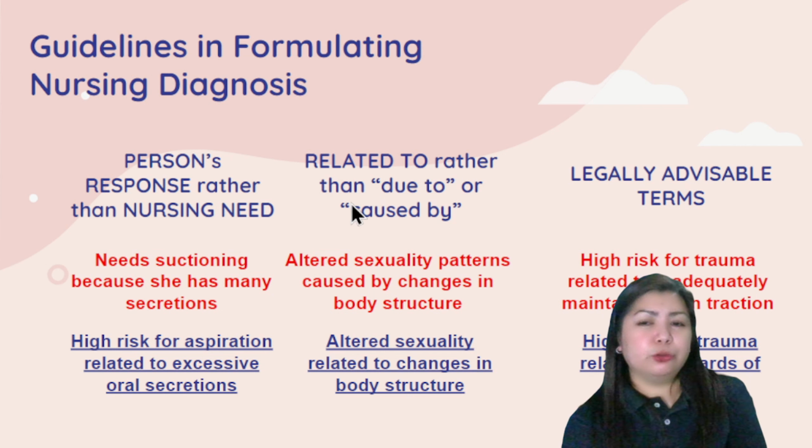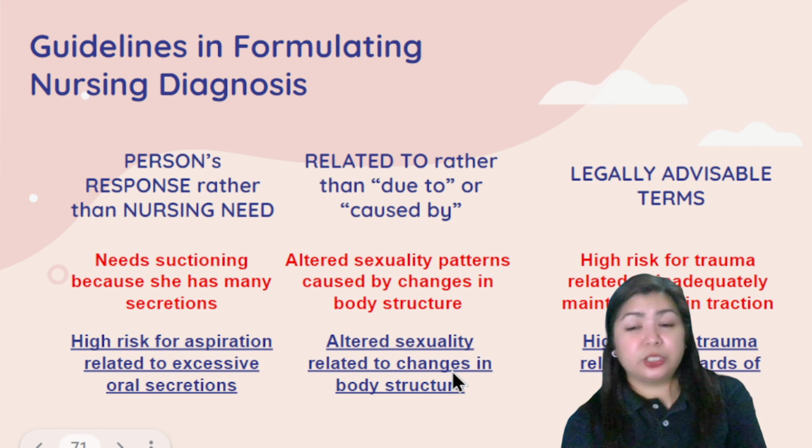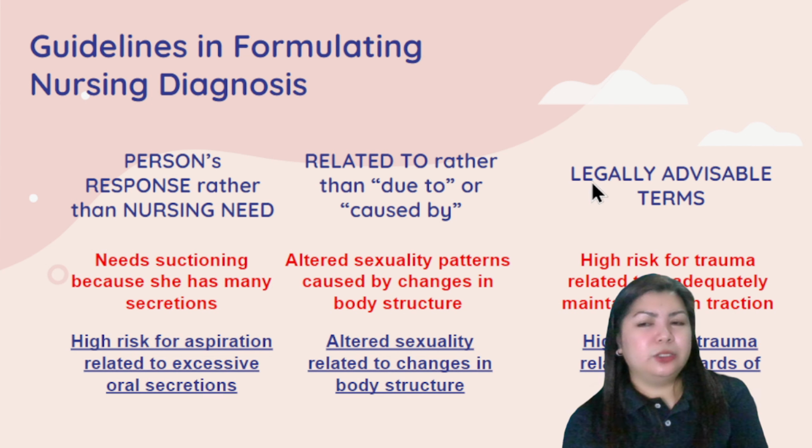Use related to rather than due to or caused by. Example, altered sexuality patterns caused by changes in body structure. Instead, you write altered sexuality related to changes in body structure. Okay. Next, I mentioned this during our discussion. You write using legally advisable terms. Example, high risk for trauma related to inadequately maintained skin traction.